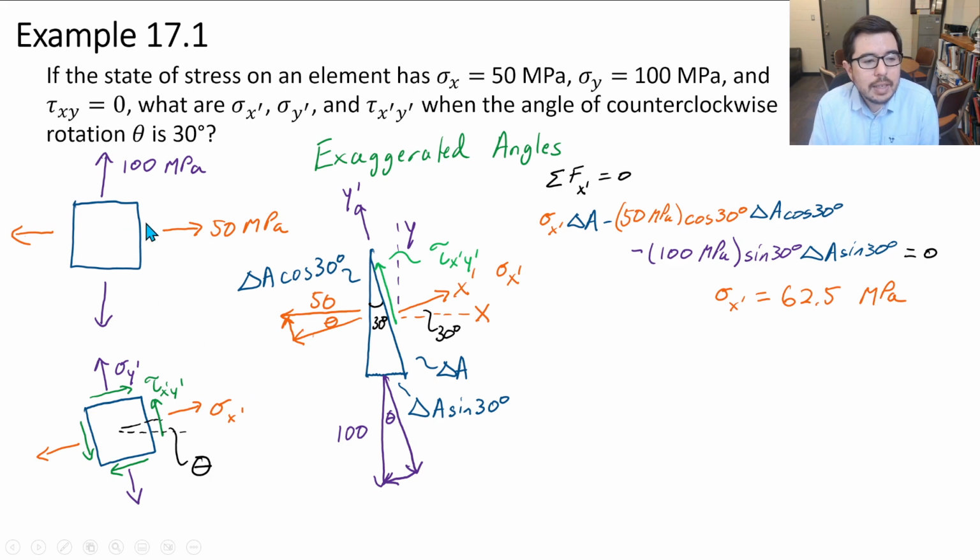You can kind of see here that we've rotated, right? Sigma x prime is going more towards the sigma y, all right? And it's 50 megapascals here. And if it were to go 90 degrees, it would then become 100 megapascals. So this is good. This is a good check.